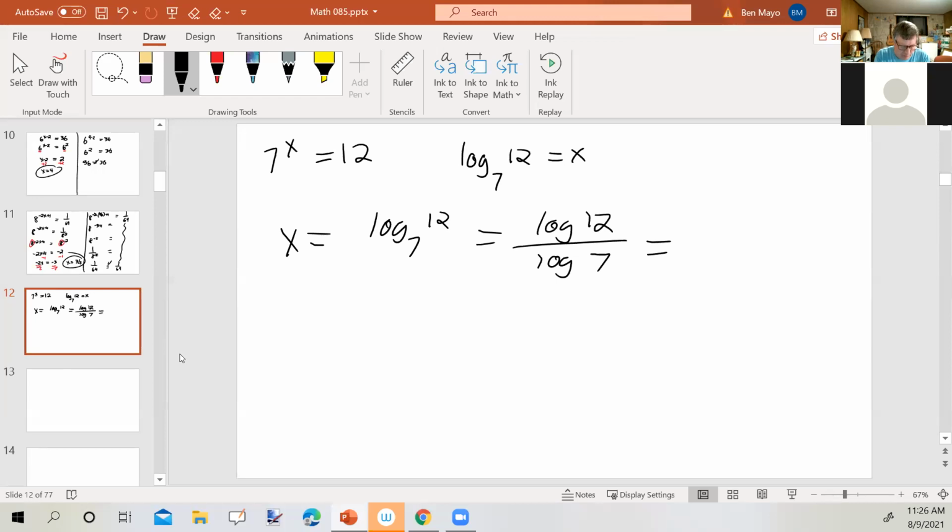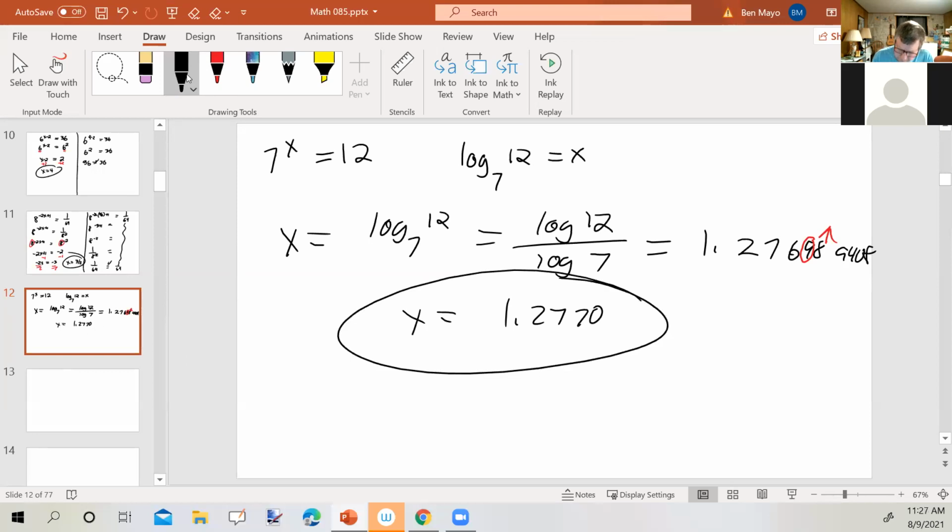Log of 12, close it up with parentheses, divided by log of 7, close it up with parentheses, 1.276989408. In the directions, it says round to 4 decimal places. So I'm going to round, the 9, the 8 is going to round up. So I'm going to get 1.2770. Okay. So in this case, because I couldn't make the bases the same, I changed it to a logarithmic equation, which isolated x, and then I used the change of base formula.